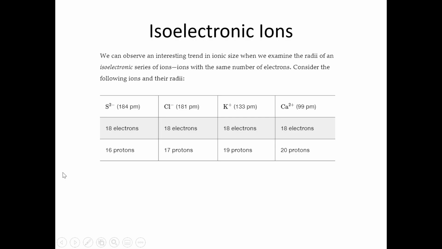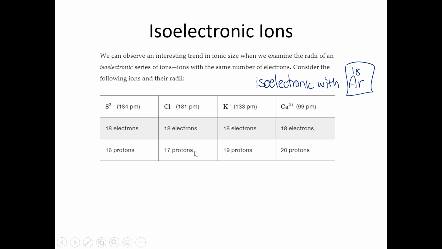Let's look at some examples with things that are isoelectronic. Isoelectronic is when you have the same electron configuration. If you look on your periodic table, you'll notice the sulfide ion, the chloride ion, the potassium ion, and the calcium ion all end up being isoelectronic with their nearest noble gas. They're all isoelectronic with argon, that nearest noble gas there. So they have the same electron configurations, right? Those are highlighted there in gray.